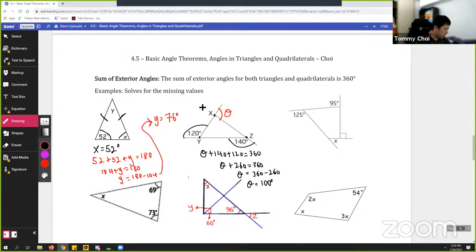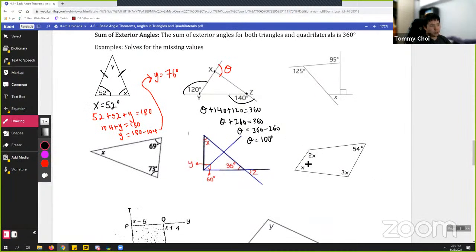All right, no other comments or questions. Let's do one more here. Let's do the quadrilateral one down here.